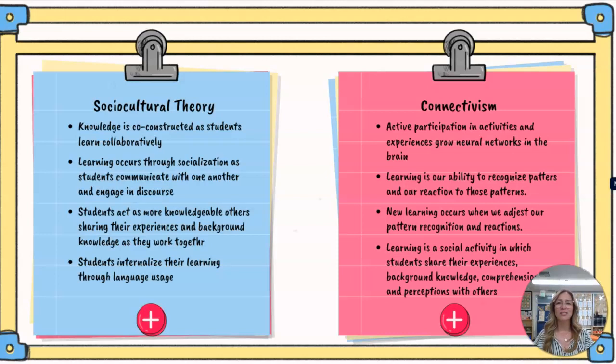These adjustments occur as students engage in activities in which they share their experiences, background knowledge, comprehension, and perceptions with others. In both cases of these learning theories, learning is a social activity, and it's through teacher-facilitated activities that students engage in conversation, communication, negotiation, modeling, problem-solving, and utilizing higher-order thinking skills that students can learn. These learning theories align not only with learner-centered designs, but with NPDL and its 6 learning competencies as well.